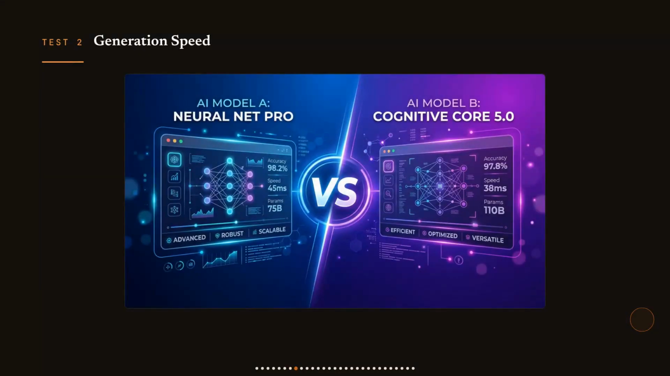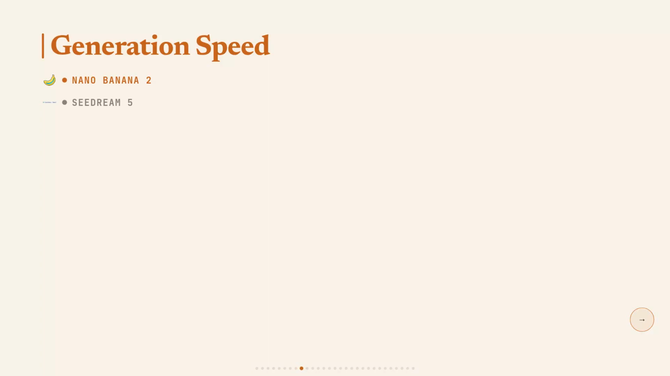Test 2, Output Quality. This is the one that actually matters. Nano Banana 2 sweeps this one. It leads the Artificial Analysis Image Arena ELO ranking, an independent leaderboard built from more than 10,000 human preference votes.